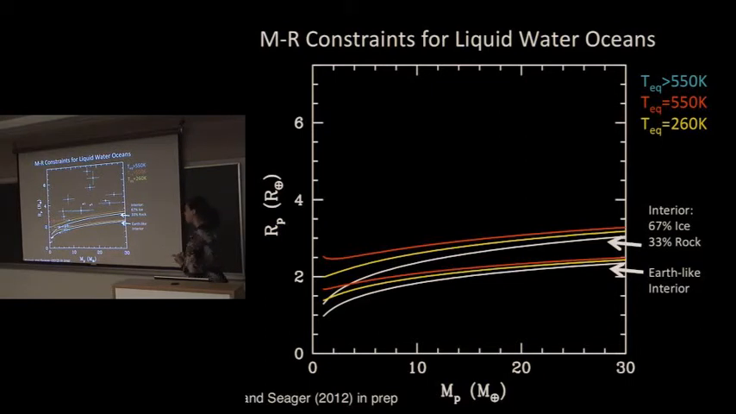But here, I'm really just trying to consider extreme scenarios to place constraints on the parameter space where you would not expect liquid water oceans. But that's an excellent question.